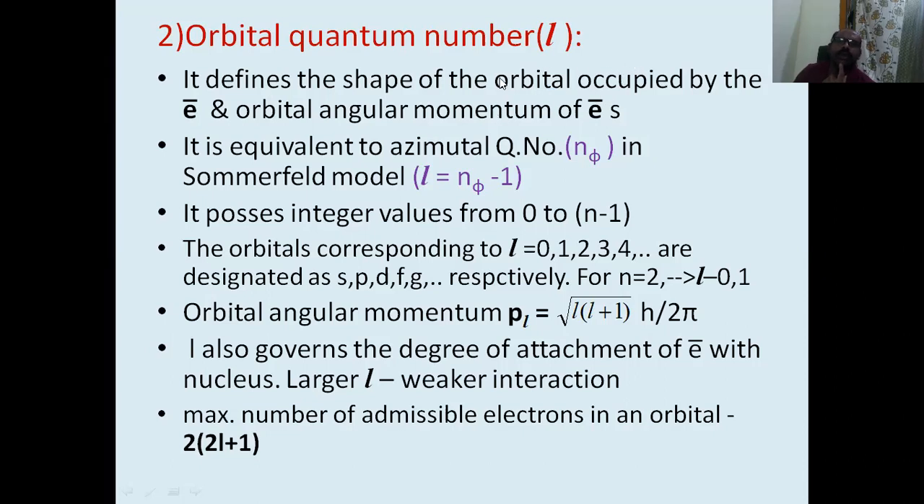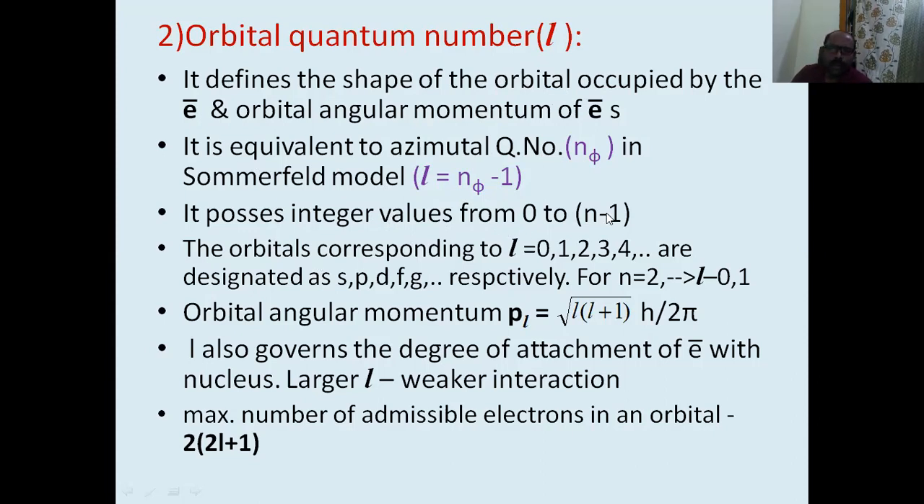This number is equivalent to the azimuthal quantum number in the Sommerfeld model. In the Sommerfeld model, we represent the azimuthal quantum number with n phi, and it is equivalent to that. But there is one relation: l is equal to n phi minus 1. So it possesses integer values from 0 to n minus 1.